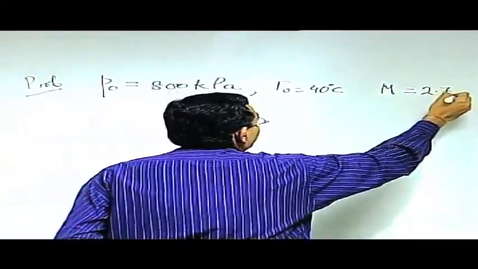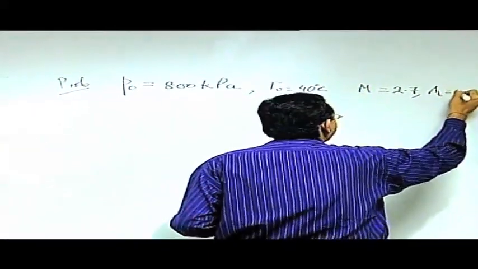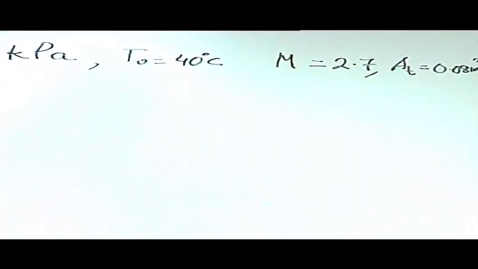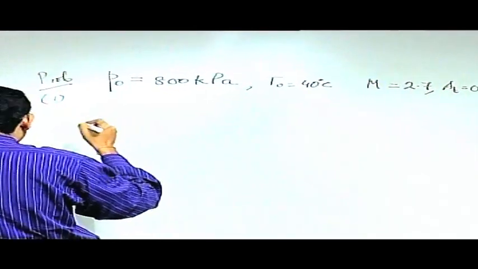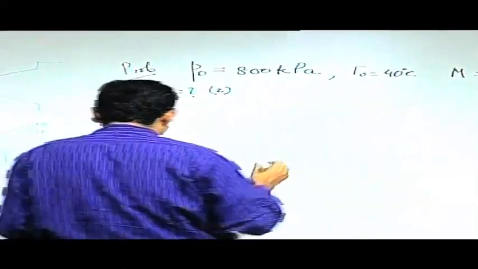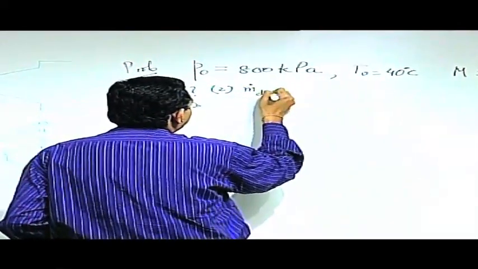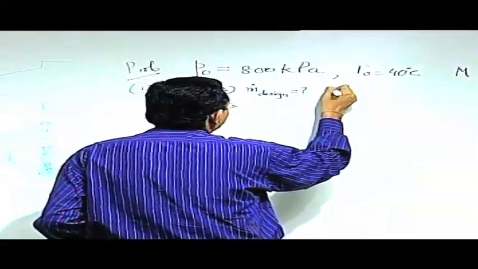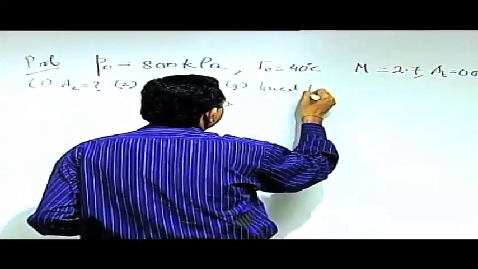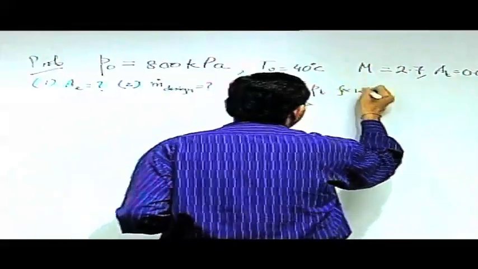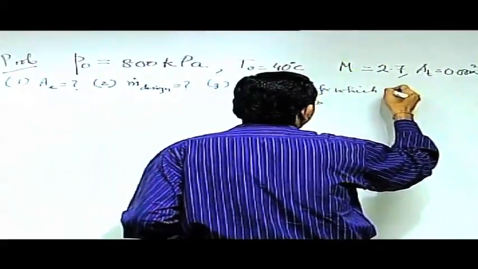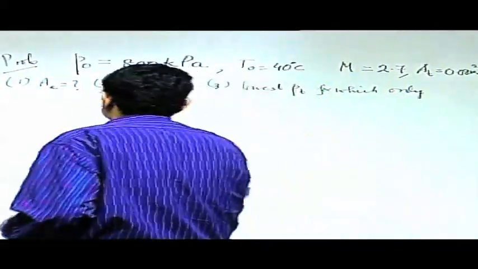The area of the throat is 0.08 meter square. This is the given data. So, the following questions are to be answered. Number 1, what is the area of the exit? Number 2, what is the designed mass flow rate? Number 3, what is the lowest back pressure for which there is only subsonic flow throughout the nozzle?